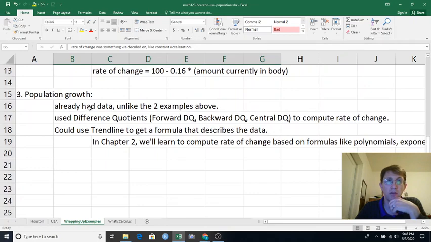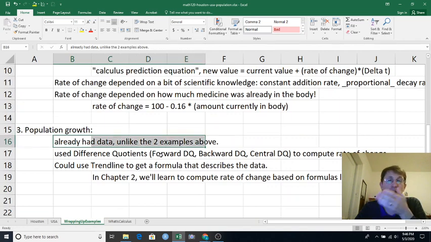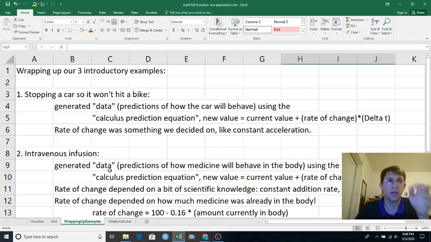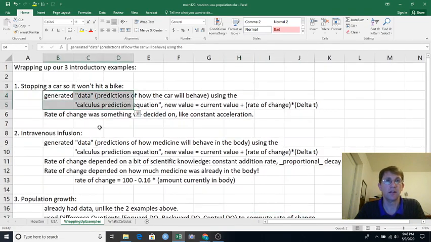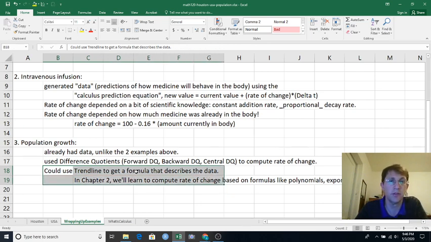And then in the population growth, we didn't have to generate data or generate predictions. We already had data. And there we used difference quotients on the data to compute rates of change. And then we also talked about we could do a trend line on the data to get a formula that describes it. And chapter 2 will be focused almost entirely on doing rates of change from formulas, but also kind of from graphs. So that's our 3 big things that we saw: generating data or predictions in 2 of them, and 1 of them already having data and dealing with it 2 ways, using difference quotients on the data or starting to use a formula, and then we'll play with that in chapter 2.